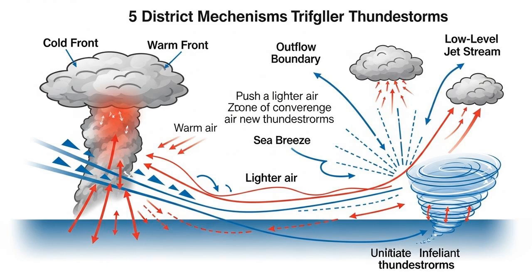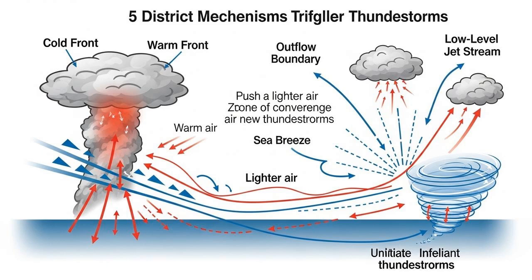The most common are weather fronts, the boundaries where different air masses collide. A cold front acts like a wedge, plowing under warmer air and forcing it violently upward. A warm front will gently glide up and over cooler air. Even a stationary front, where two air masses are at a stalemate, can be a focus for rising air. But there are other, more subtle triggers too.